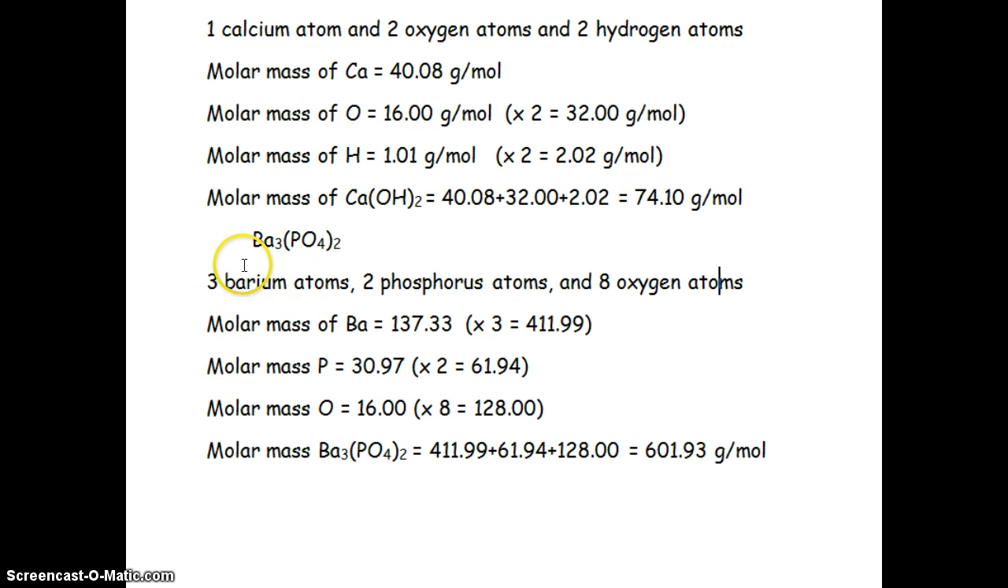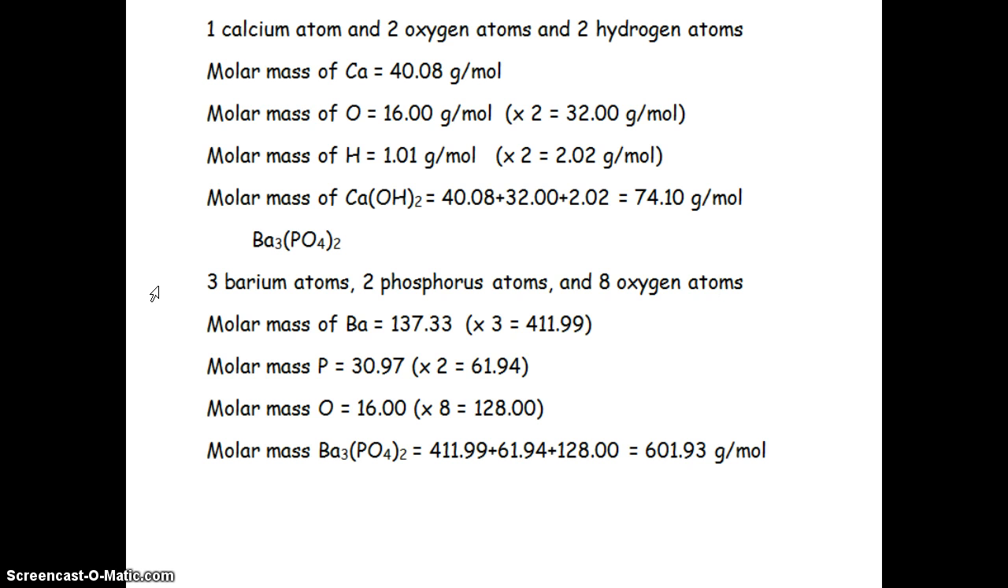All right, let's look at an even more complicated molecule. Barium phosphate. The formula for barium phosphate contains 3 barium atoms, and then we take the subscript, multiply it by the implied 1 here by phosphorus, and so there are 2 phosphorus atoms. Then we take this 2 and multiply it by the 4 for the oxygens to get a total of 8 oxygen atoms.